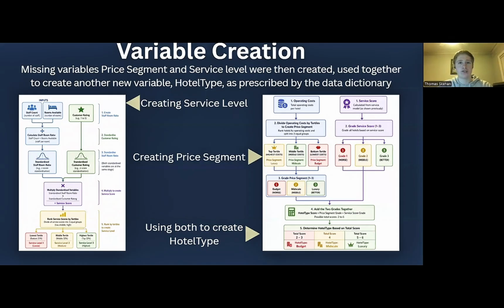Hotel type was then derived from dummy coding service level and price segment into numerical amounts, for example, with a score of 1 equaling a low service level or a budget price segment. Naturally, the middle scores therefore dominated, and as a result, hotel type was determined based on the combined numerical scores, with 2 or 3 equaling budget, 4 equaling mid-scale, and a 5 or 6 equaling luxury.